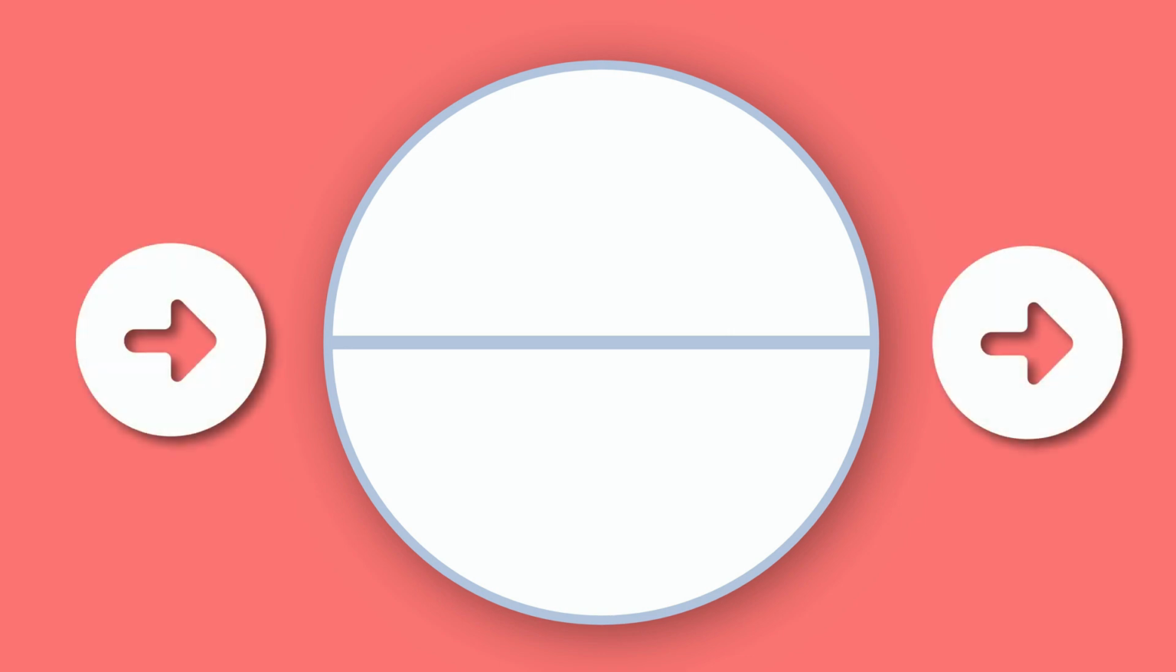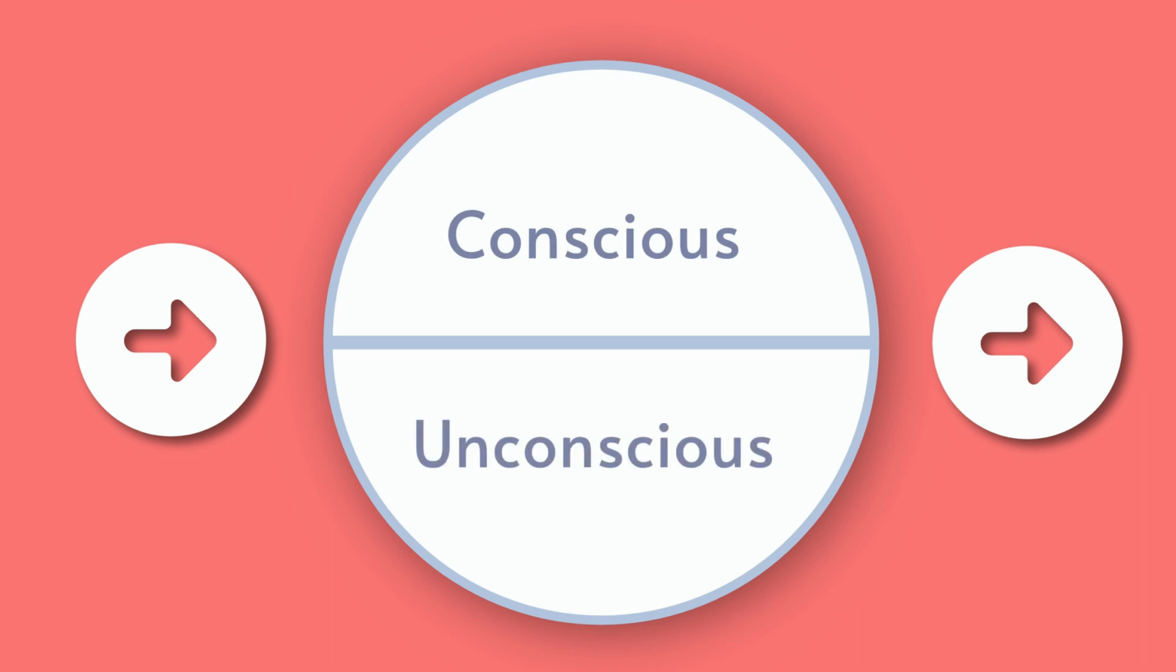I'm going to draw the brain here as a big circle and then divide that circle into two parts. These are the two parts of the brain that play a role in the processing of information. The two parts are the conscious and the unconscious part of your brain.